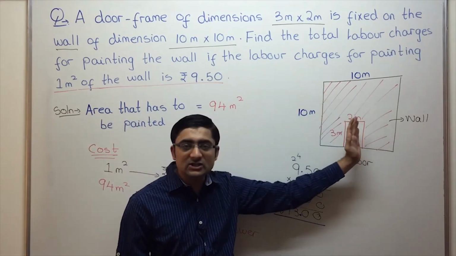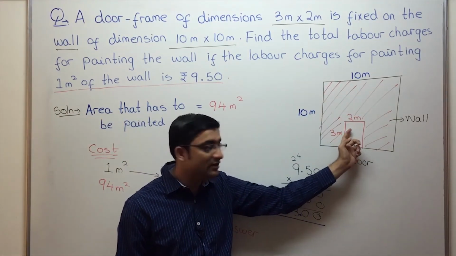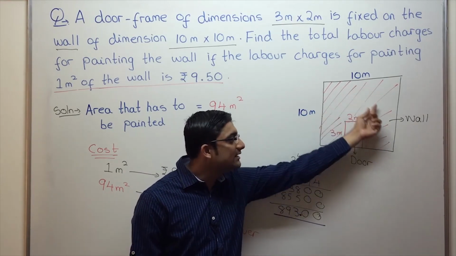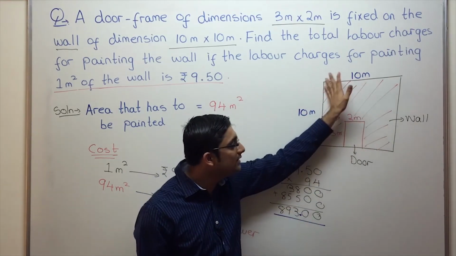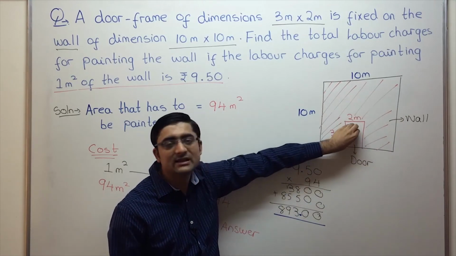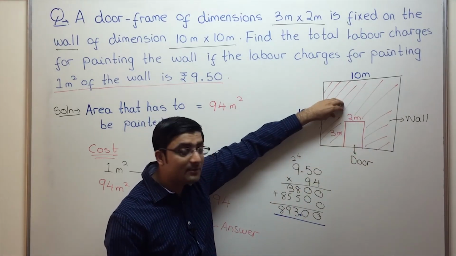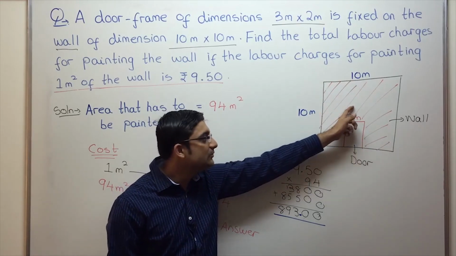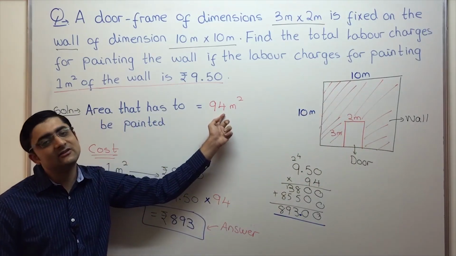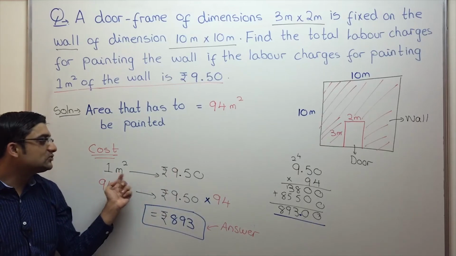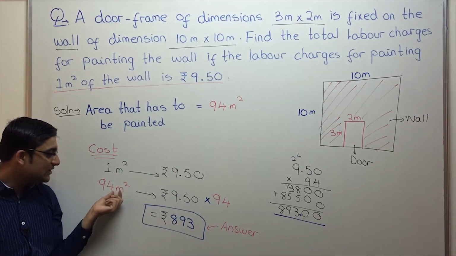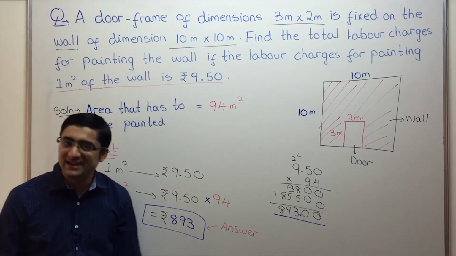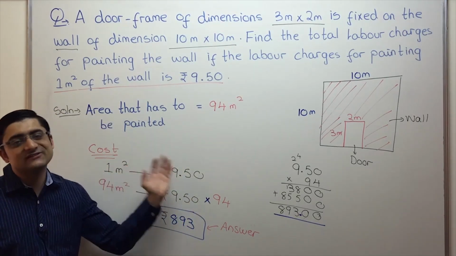So what is the area that has to be painted? See, because there is a door over here, we want to paint the entire wall except the door. So the area that has to be painted is the area of the wall, this entire area, minus the area of the door. I repeat, area between two figures, area of the outer figure minus area of the inner figure. So we got the area that has to be painted is 94 square meters. So if the cost for 1 square meter is 9.5 rupees, what is the cost for 94 square meters? This into 94, rupees 893. Right? So this is how you solve this question.